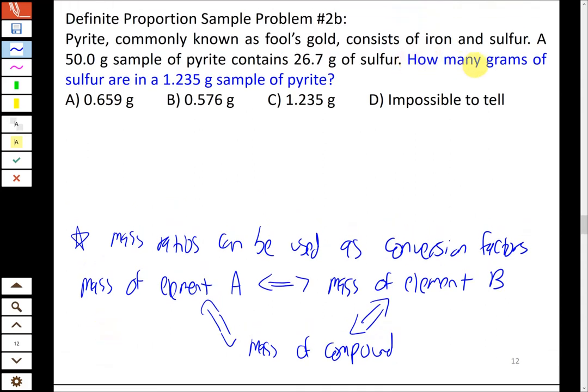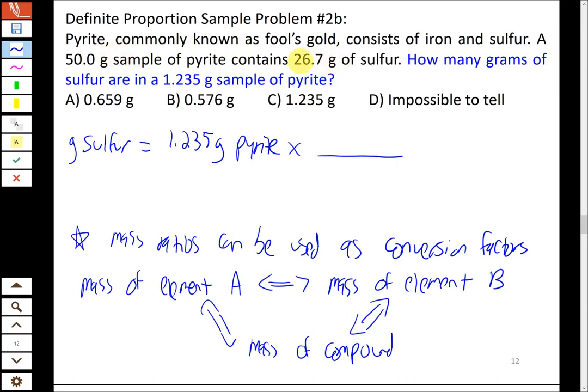So again, we go to the last sentence of the problem to figure out what we're looking for. We want to know how many grams of sulfur there are. So that's what we're looking for. And then in problems like this where we're using ratios of two quantities, in this case the ratio of the mass of an element to the mass of a compound, we look at what we're looking for and what we're given. So we're given that we have a 1.235 gram sample of pyrite. And as we said, we can write a ratio of the mass of sulfur to the mass of pyrite, or mass of any other element to the mass of the compound. In this case, sulfur is what we need.